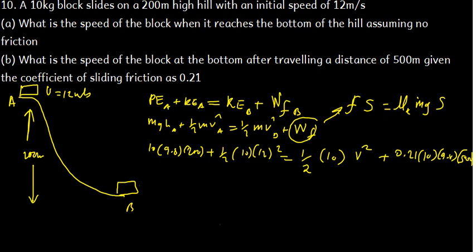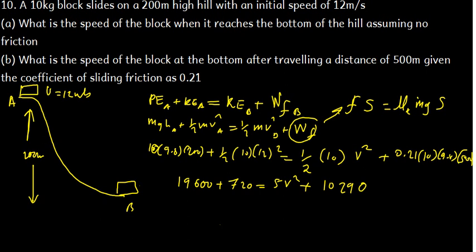Alright, now we just punch on a calculator what we have. So we have 10 multiplied by 9.8 multiplied by 200 to give us 19,600, and then plus half multiplied by 10 multiplied by 12 squared, which is 720, and that will be equal to half into 10, which is 5 v squared, and then plus 0.21 multiplied by 10 multiplied by 9.8 multiplied by also 500, so that is 1,029.